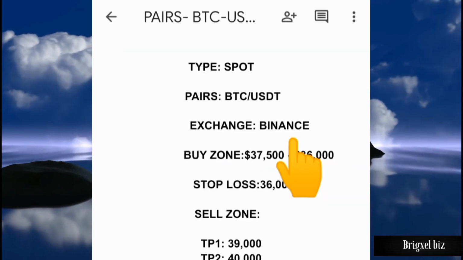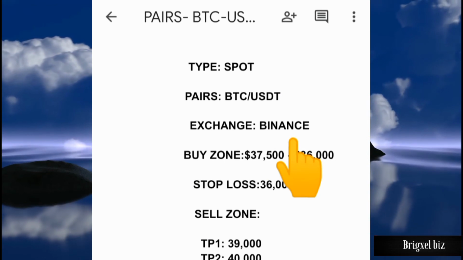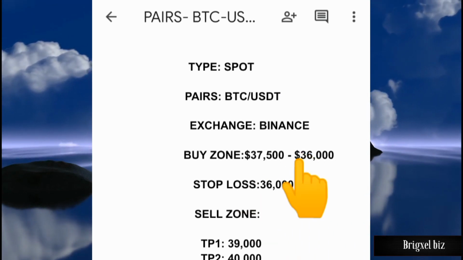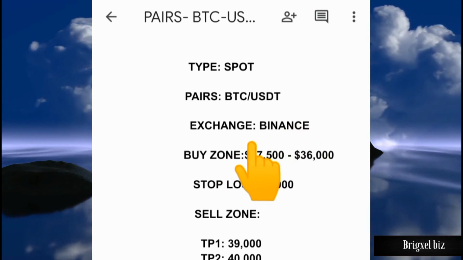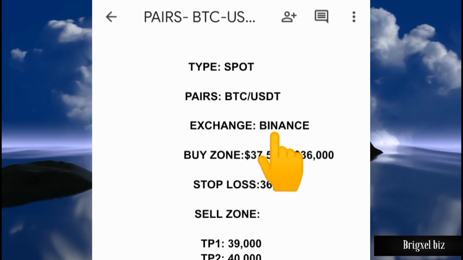And there are a lot of centralized exchanges where you can do this trading. You can do this on Bitmount, you can do it on Coinbase, you can do it on Binance. For the purpose of this video, we're doing it on Binance. So the next thing is buy zone.